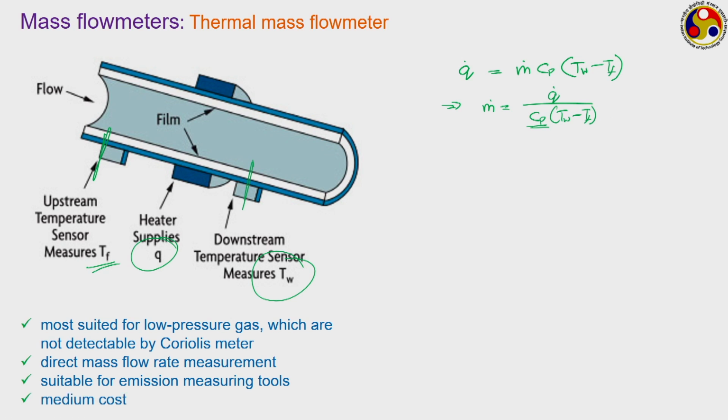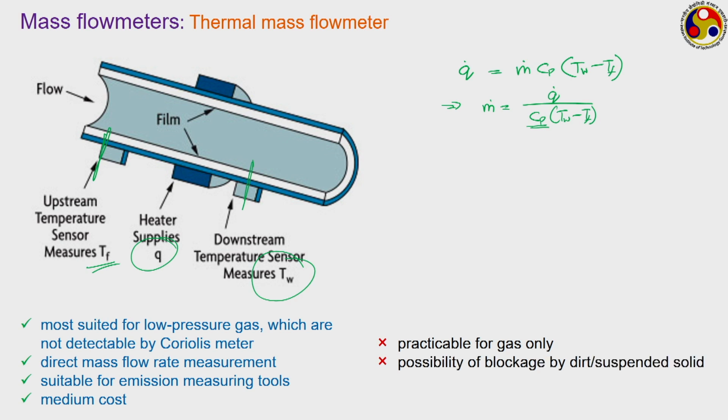They are medium cost, less costly compared to the Coriolis mass flow meter, but they are practicable only for gas flows, not for liquid flows, because for liquids the specific heat is generally much larger, and if we want a detectable value of delta T, then Q needs to be much larger. There can be a possibility of blockage by dirt or suspended solids because this channel generally has much smaller dimensions. Large power requirement can be there, and they can be difficult to calibrate. Still, thermal mass flow meters, because of their relative ease, particularly with gas flow, are quite well used.